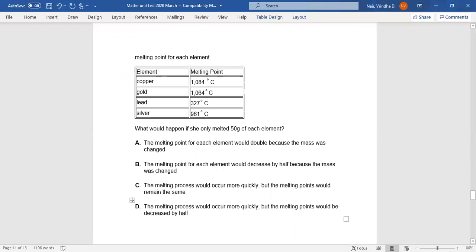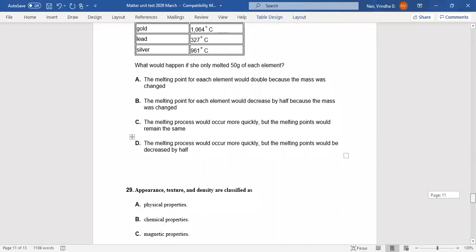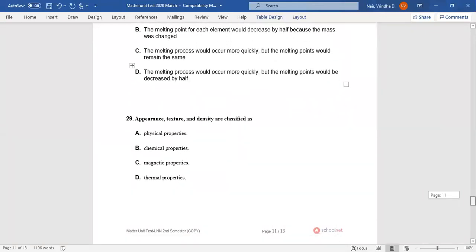Again, read carefully, because some of the questions, if you don't read carefully, you might get confused, and then the answer might go wrong. So take your time to answer each and every question, read through it, and then do your work. Appearance, texture, density are classified as, so if appearance, texture, density, are they chemical properties? Is it a physical property? Is it a magnetic property or a thermal property?